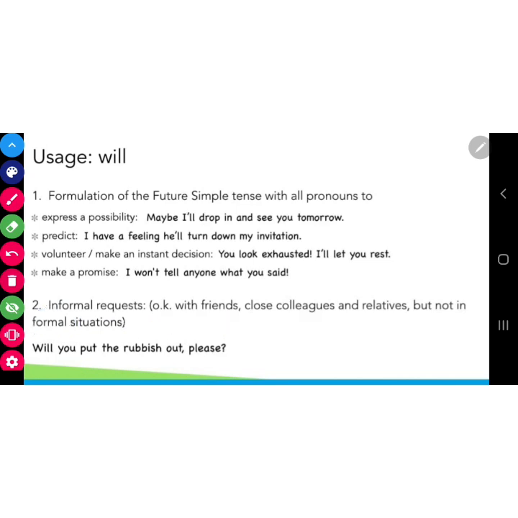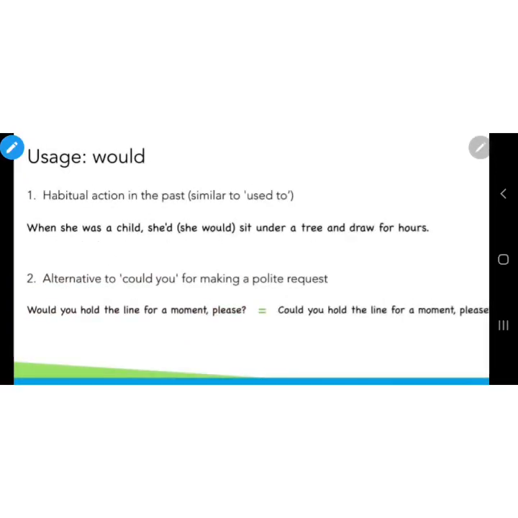Okay, students? Okay, just now we studied about will, and now we are going to learn about would. Would. When do we use would?